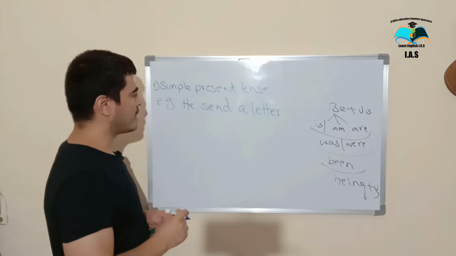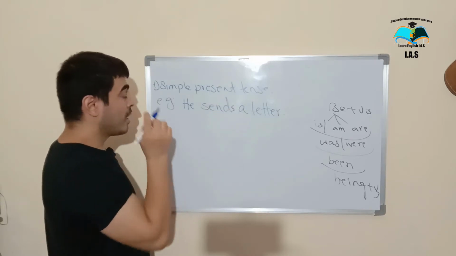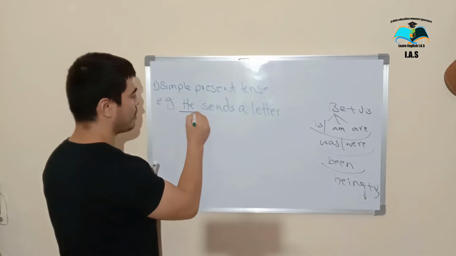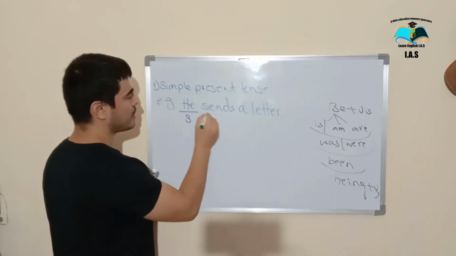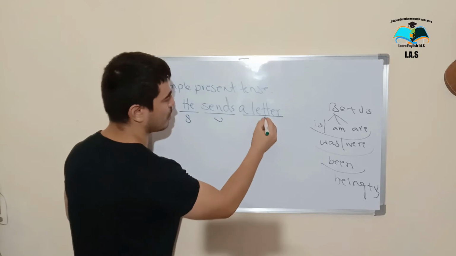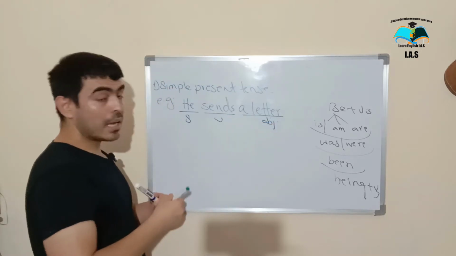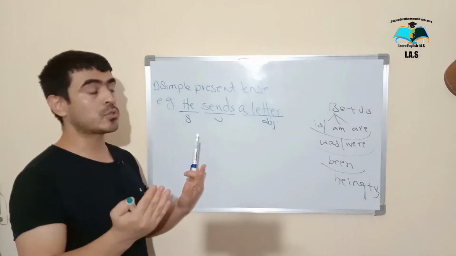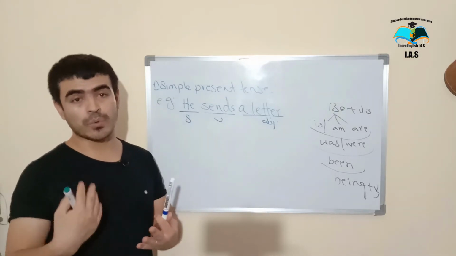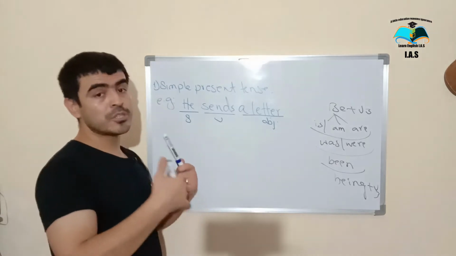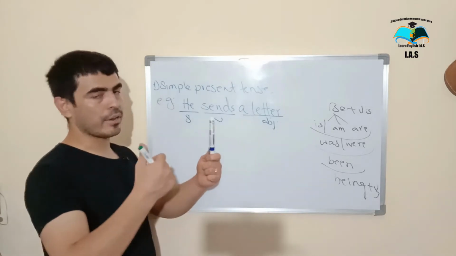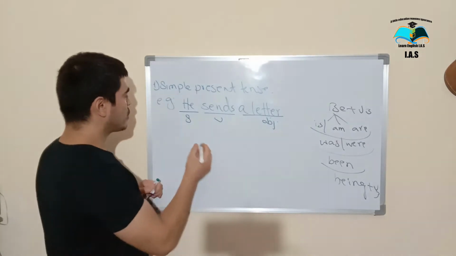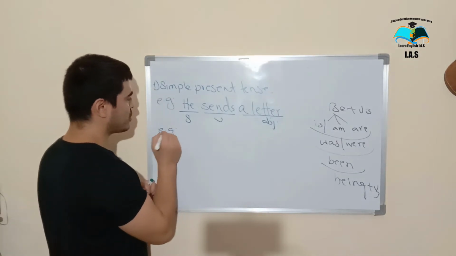Right? He sends a letter. So as I told you, we have to consider the rule. First, subject, verb, object. Okay? Remember this, a complement can be anything. Complement can be an adverb. So that's why we cannot change that verb into the object. But the object should be a noun. Okay? So let me change it into the passive.